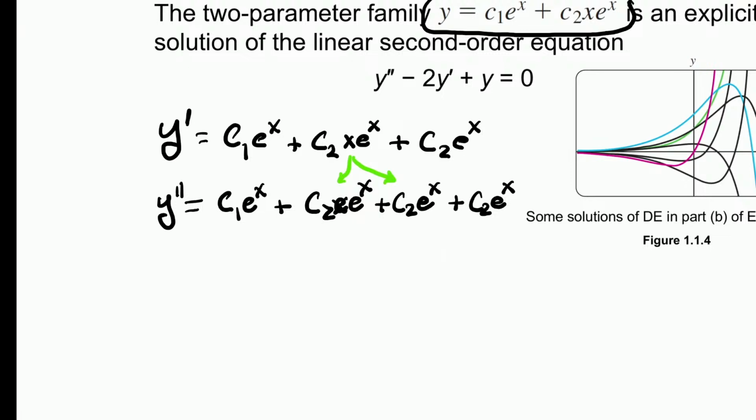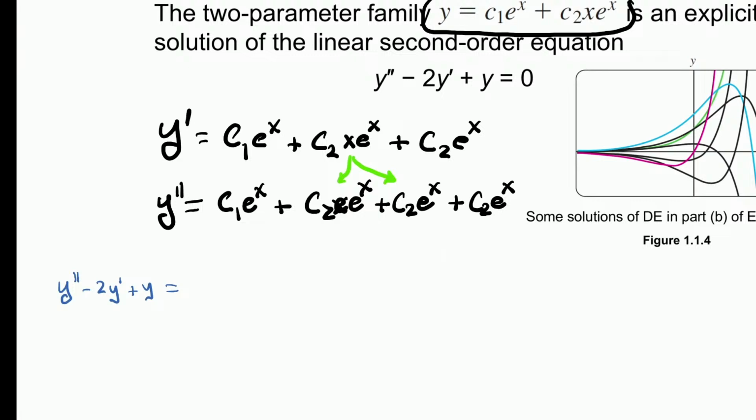Now, I'm going to do this here. Maybe I should write it down. y double prime minus 2y prime plus y. So I'm going to do this in a relatively efficient way, if it's okay with you. I will first deal with the C1 stuff. Notice that you have C1 e to the x in each one of these. So let's just put all of those down.